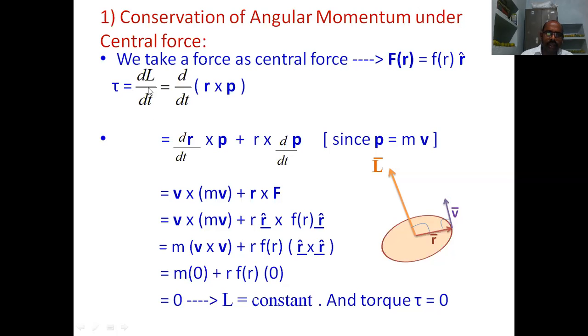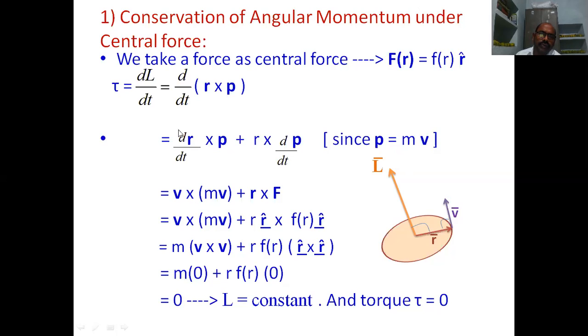dL by dt is d by dt of r cross p. Whatever quantities are shown in bold letters are vectors and the remaining are scalars. So it is r bar cross p bar. It is the differentiation of a vector product. Therefore, if we write this, dr by dt cross p plus r cross dp by dt. We know that p is equal to m v bar, so we substitute the p value here.